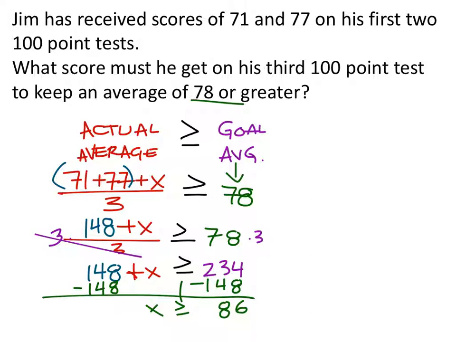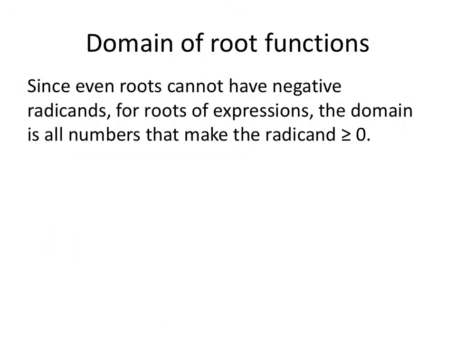So x, which is his score on the third test, looks like the lowest possible value he can get in order to average a 78 would be an 86. And judging on his other two test scores, I don't know that that's likely to happen.